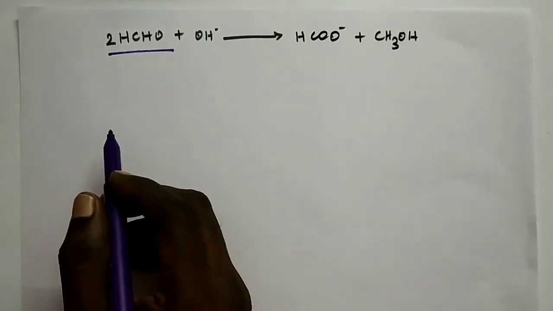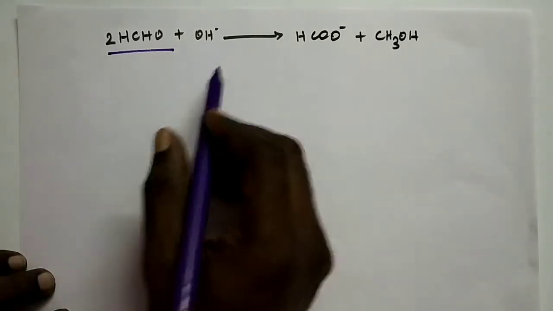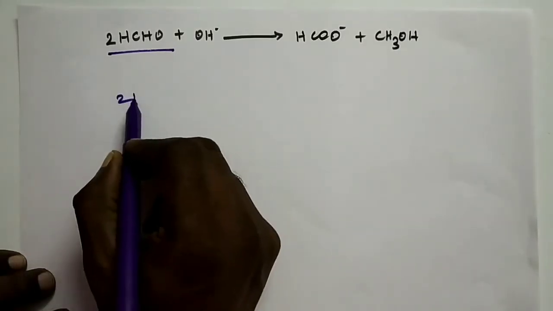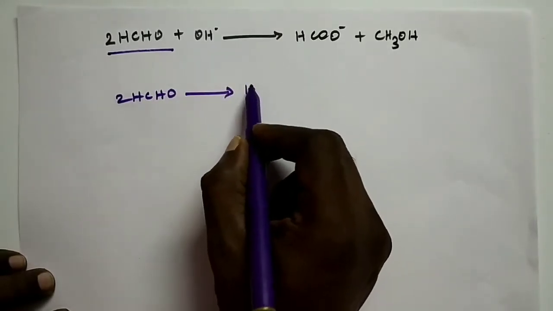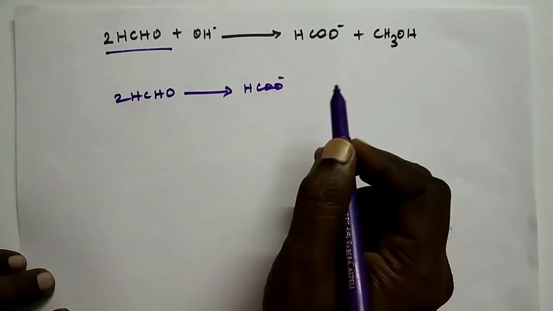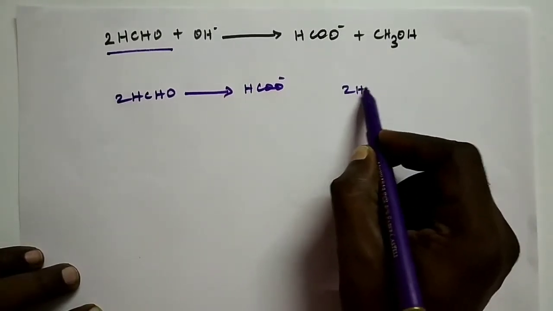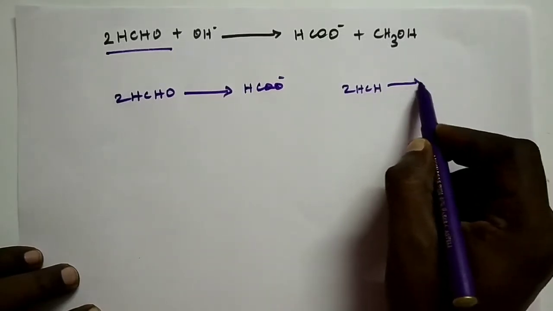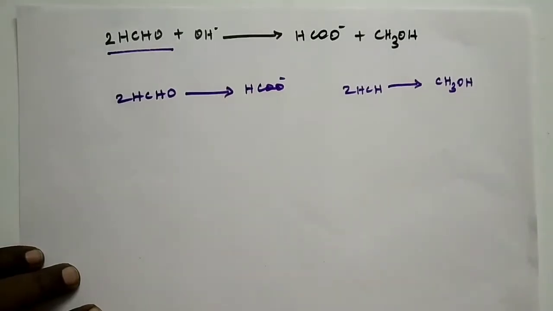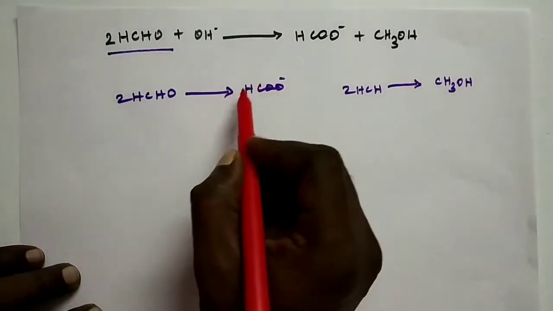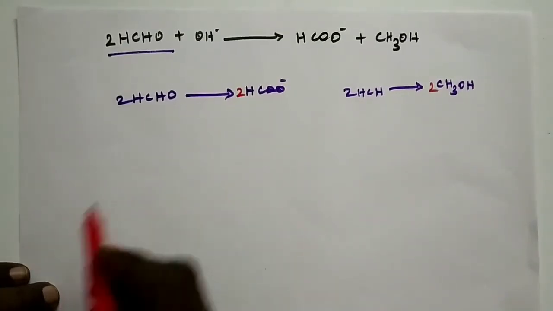As we have done in the previous case, write two reactions. Let me write the oxidation first. 2HCHO gives HCOO minus. And if we write the reduction, 2HCHO gives CH3OH. Okay, let it be balanced. Here 2 carbons, here also 2.